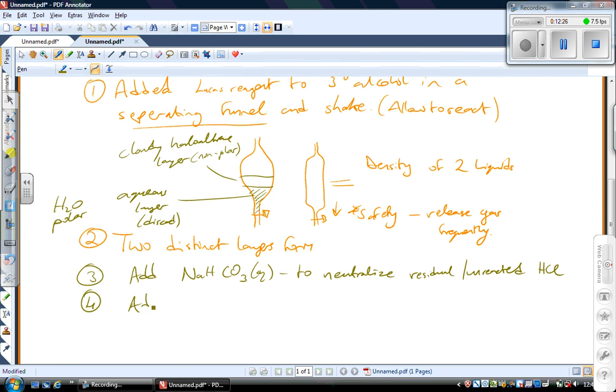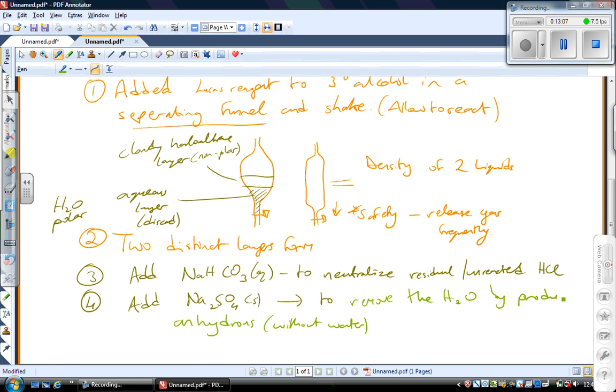Then the next thing they tell you to add is sodium sulfate, solid crystals of sodium sulfate, and that's to dry. I meant to add there, anhydrous sodium sulfate. Anhydrous means without water. So if you add something like anhydrous sodium sulfate to a mixture, it will remove the H2O byproduct. So that's what the anhydrous sodium sulfate is for.